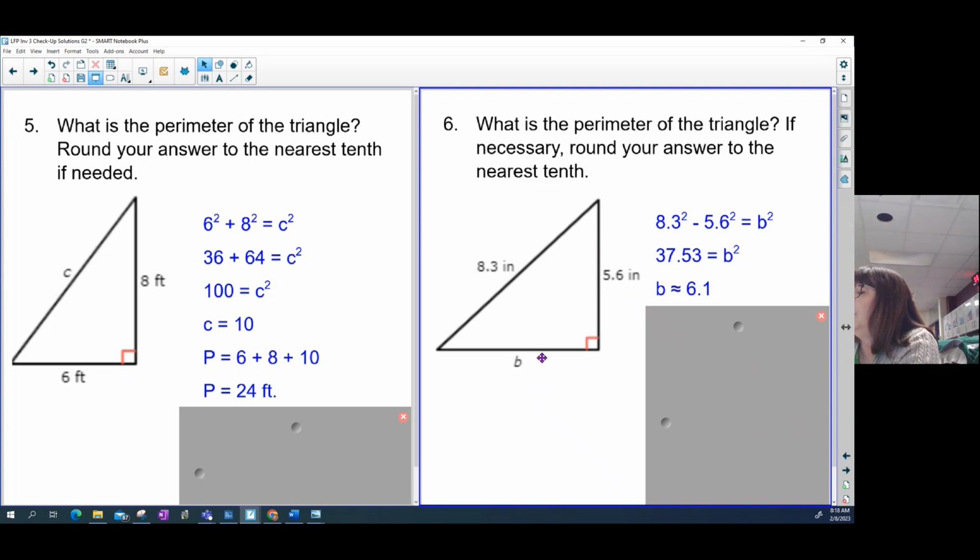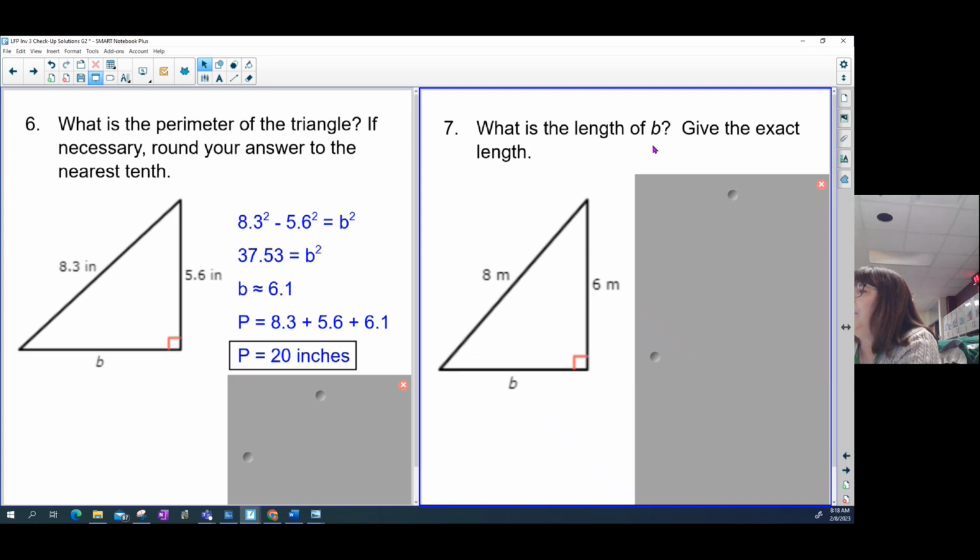So again, we know this third side length. So to find the perimeter, we have to add all 3 of those side lengths together. 8.3 plus 5.6 plus 6.1 gets me a perimeter of 20 inches. So the distance around the outside of this triangle is 20 inches.